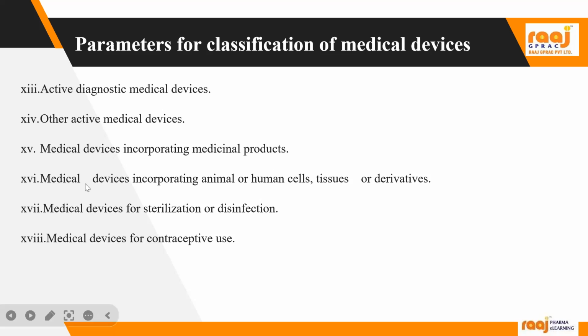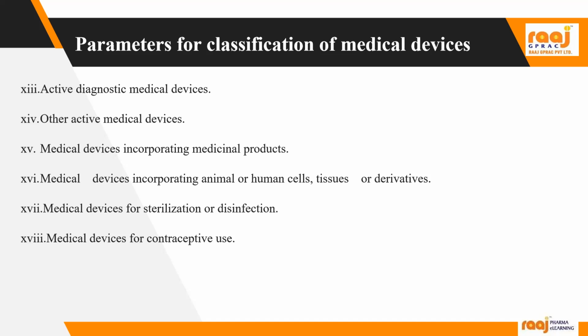Medical devices incorporating animal or human cells, tissues or derivatives. Then medical devices for sterilization or disinfection, correct? Then medical devices for contraceptive use. Yes. So these are the different classifications given under MDR 2017.